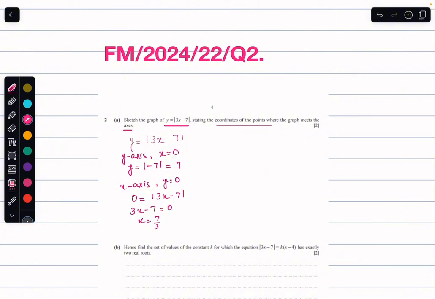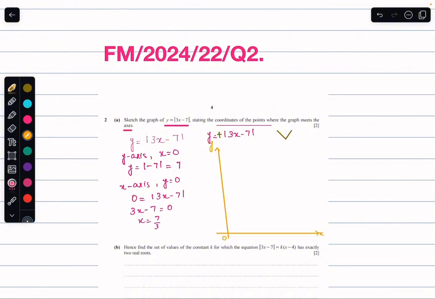The second thing that we should know is that whenever we have an absolute function, and the question says this is modulus of 3x minus 7, the tip is that if outside the modulus there is a positive sign, and it is a linear modulus, always remember that the sketch of this graph is going to be a V-shaped graph. So at least we know that the shape of the graph should be V-shaped.